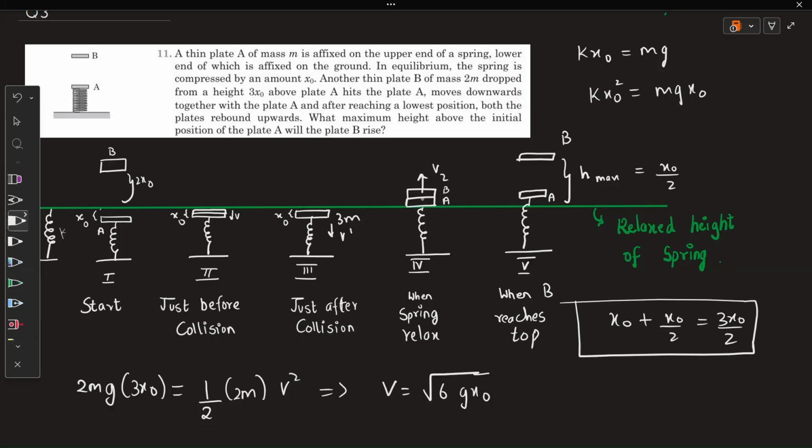The thing we conclude from this question is that we have to consider all the steps occurring in the particular question. We have to analyze each and every step. We are going to conserve energy between 3 and 4. We can't directly conserve energy between 1 and 4 because there is an involvement of inelastic collision over here.